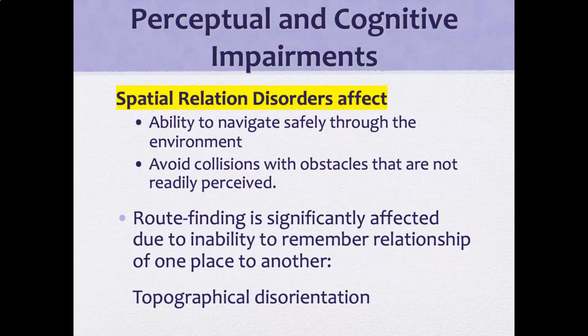Spatial relationship disorders affect ability to navigate safely through the environment, avoid collisions with obstacles that are not readily perceived. Route finding is significantly affected due to inability to remember relationship of one place to another. Topographical disorientation is very common.